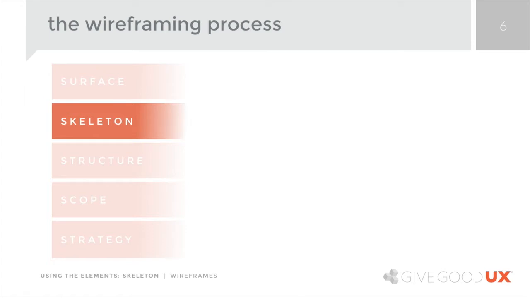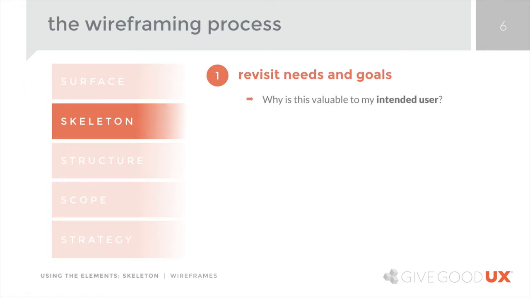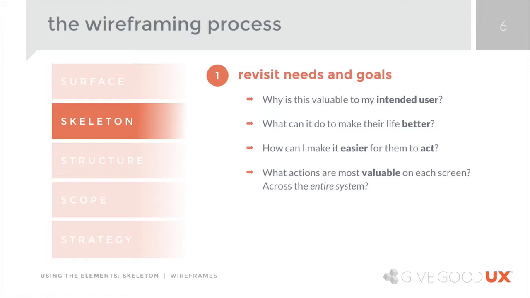At this point, I want to give you sort of a crash course in the wireframing process. I'd like to give you some general idea of how it starts, how you work through it, and sort of where it ends up. The place to start is by revisiting the needs and goals that were established way back in the strategy phase of the project. Okay, things like, why is this valuable to my intended user? What can it do to make their life better? How can I make it easier for them to take action? What actions are most valuable on each screen? Not only on each screen, but across the entire system. And finally, how can I measure the impact of this action?